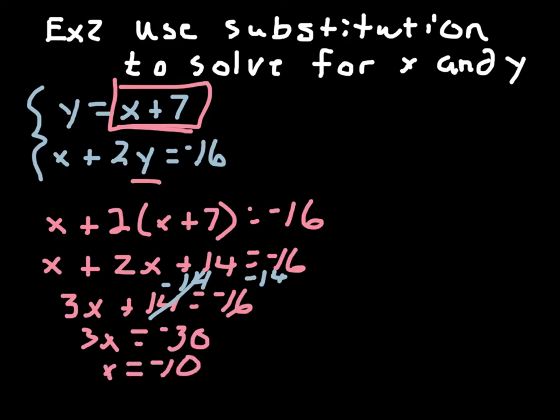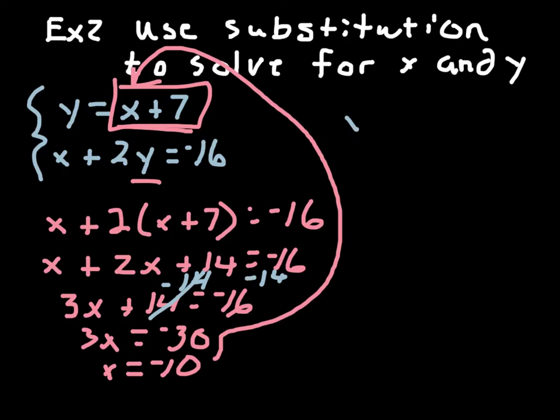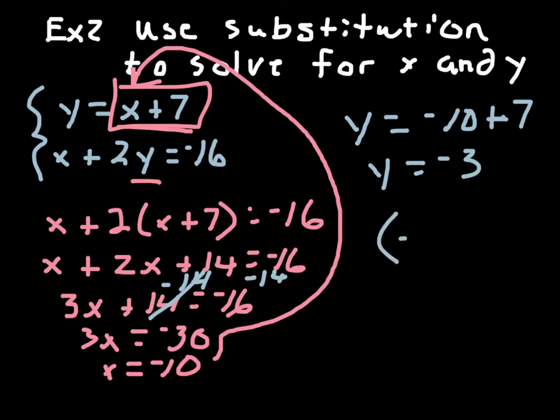Now I know what x is. So since I know what x is, I'm going to simply place that in right there. And by doing that, I'll be able to figure out what y is. So let's see, x is negative 10, plus 7. So y is equal to negative 3. So my answer then is x equals negative 10 and y equals negative 3, or the ordered pair (-10, -3). And that's what we have.